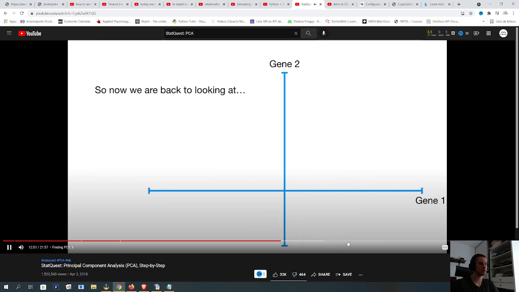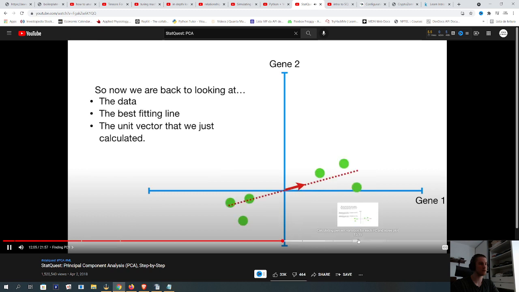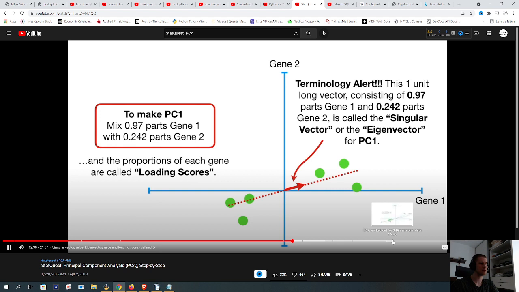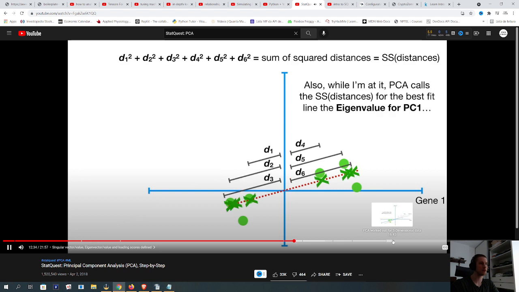So now we are back to looking at the data, the best fitting line, and the unit vector that we just calculated. Oh no, another terminology alert. This 1 unit long vector, consisting of 0.97 parts gene 1 and 0.242 parts gene 2, is called the singular vector, or the eigenvector for PC1. And the proportions of each gene are called loading scores. Also, while I'm at it, PCA calls the sums of squares of the distances for the best fit line the eigenvalue for PC1.